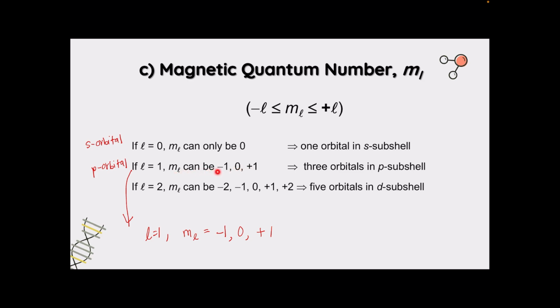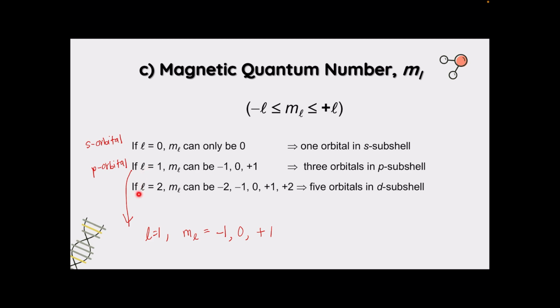So ML is -1, 0, +1. So here we have 3 numbers. So these 3 numbers represent the 3 orbitals in p subshell. Okay, these 3 numbers refer to the division of orbitals in L equals to 1.